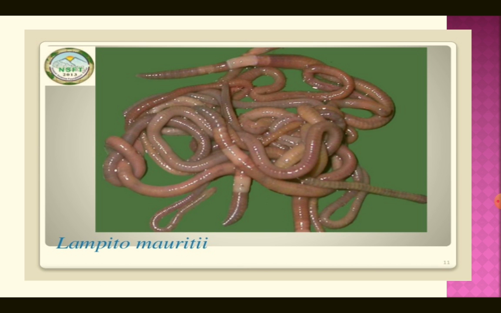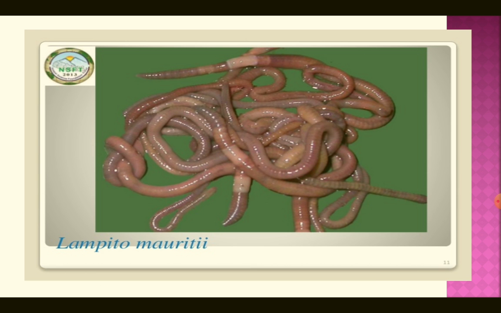This is Lampito mauritii, and they make vertical burrows, the anecic form. So they live in vertical burrows, but they also feed on the organic matter. You can see the coloration of the body. It is lightish brown in color when compared to the Eudrilus species. And also, as I said, you should observe the clitellum, or this thick band-like structure, which varies from Eudrilus eugeniae. In the previous slide it was different, here it is different.